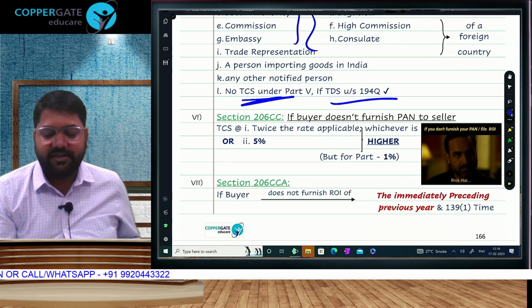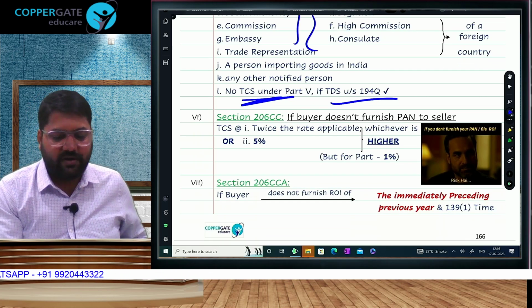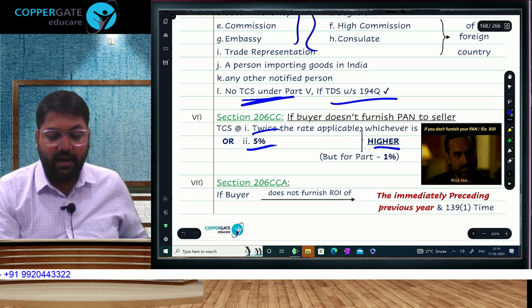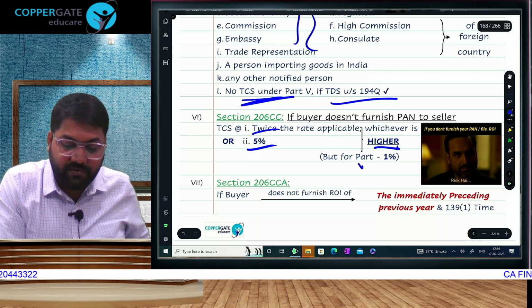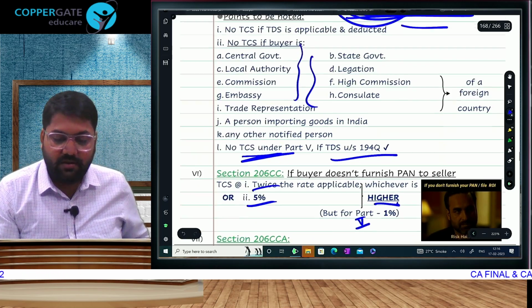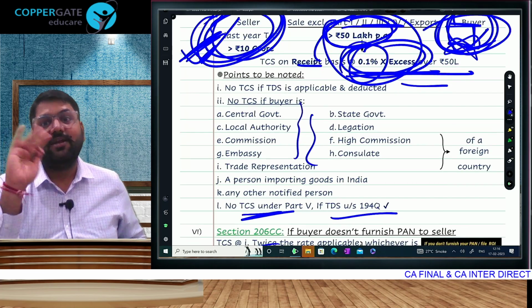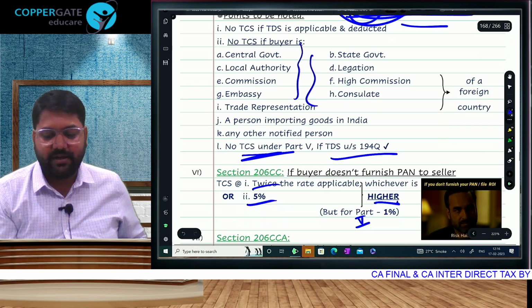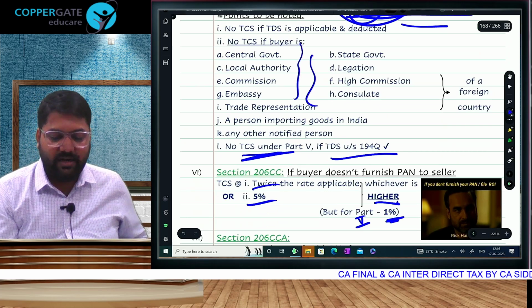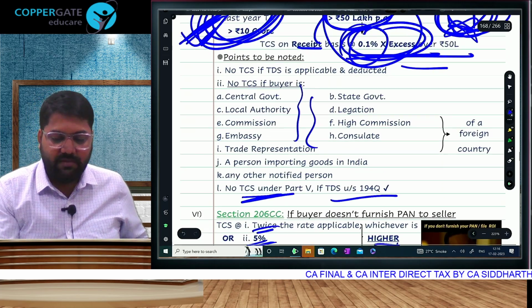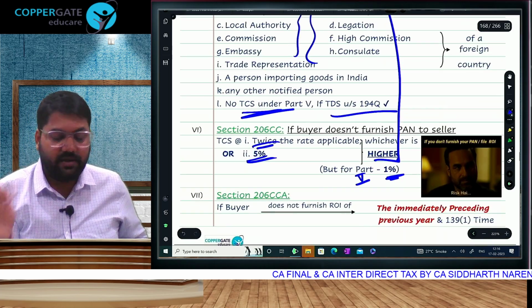The non-furnishing of PAN rule is going to be the same, but the rate is different. Double or 5%, whichever is higher. But for part 5, its double is 0.2 and 5, that will make it 50 times. So we don't want to make it so big, so 1%. Normally it will be double or 5%, whichever is higher, but this will not be double. This will be only 1%.